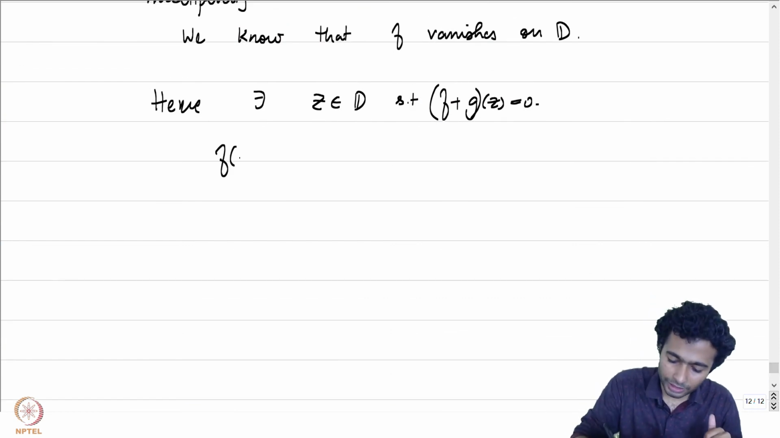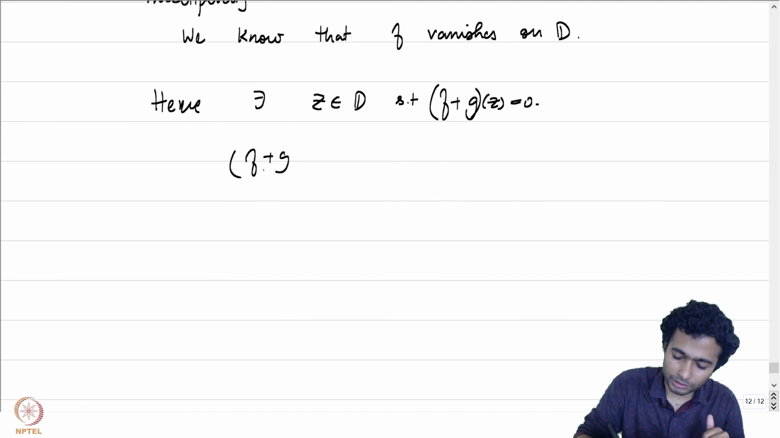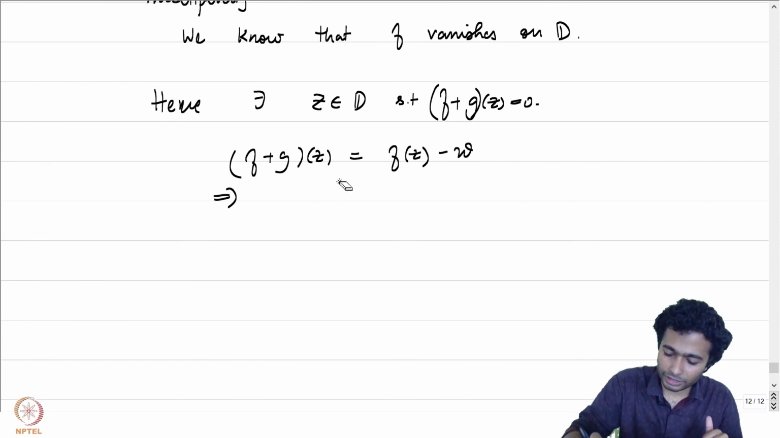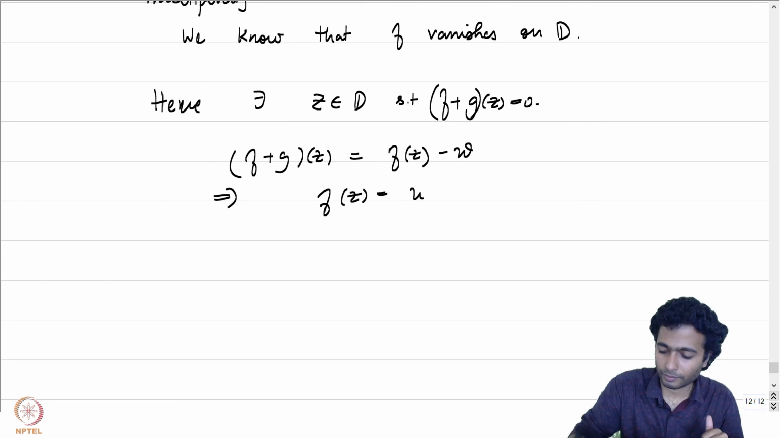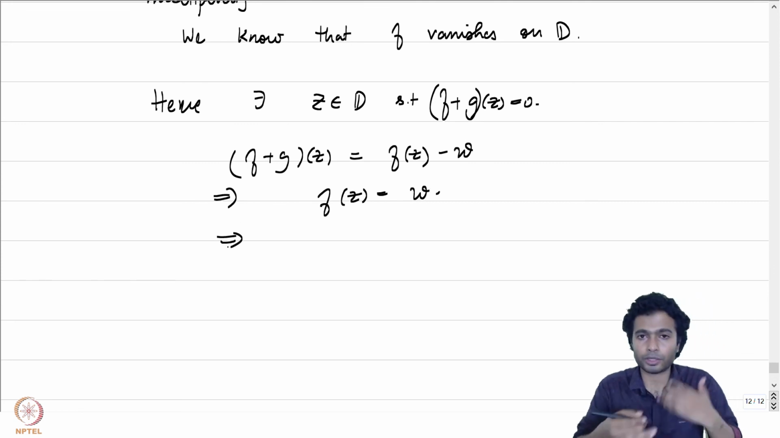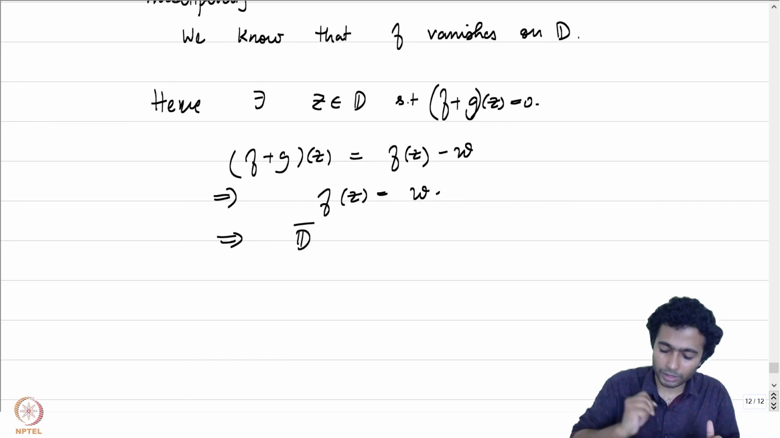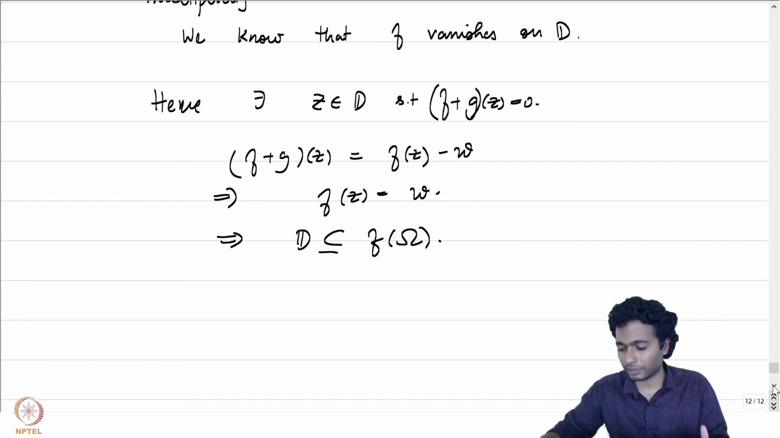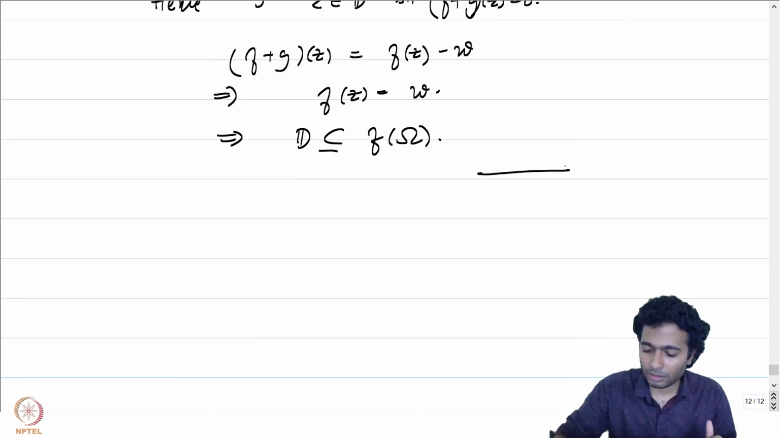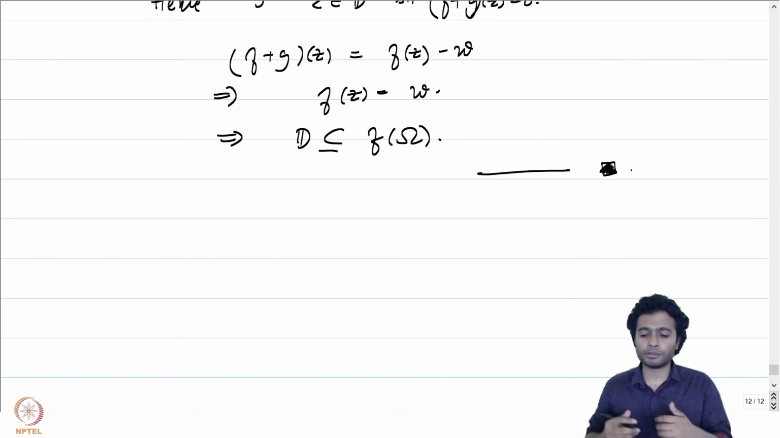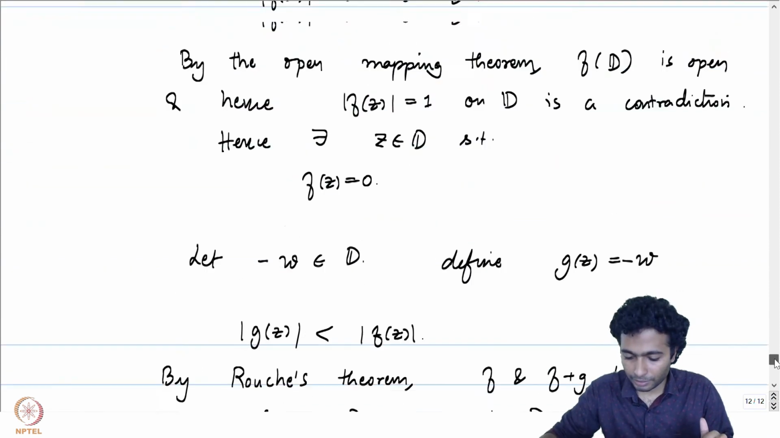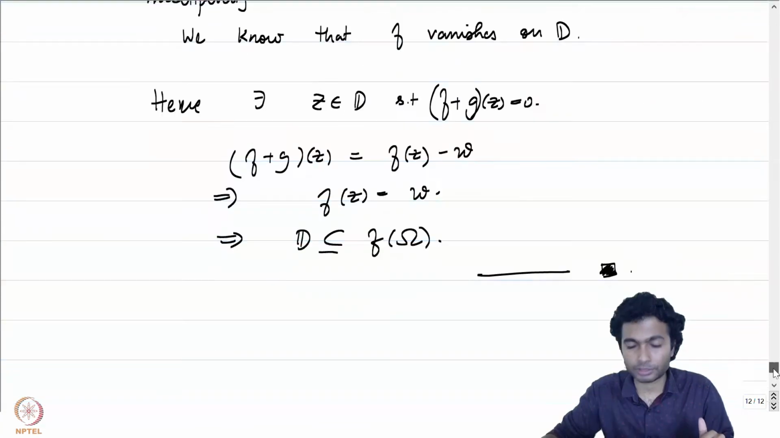But what is f plus g of z? f plus g of z is just f of z plus g of z, which is minus w, which implies that f of z is equal to w. And that tells us that because the choice of w was arbitrary in our unit disk, D is contained in f of omega. And that's precisely what we were trying to prove. So Rouché's theorem, along with the maximum modulus principle and open mapping theorem, is used to conclude that the unit disk is contained in the image.